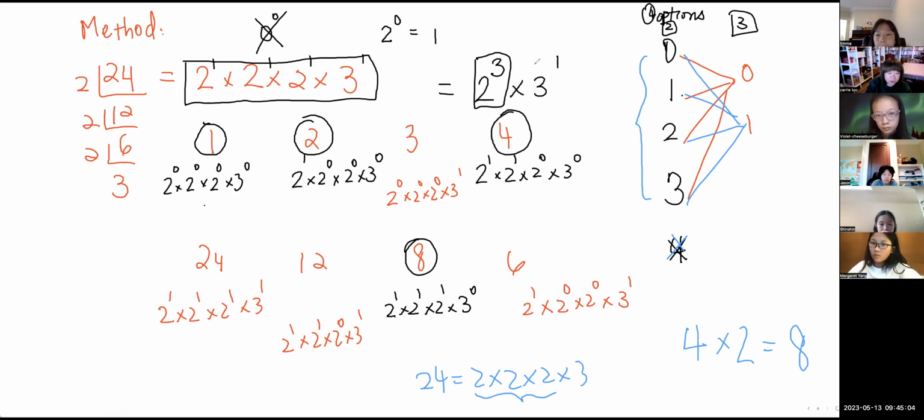So if you have 3 twos and one 3, you have 3 plus 1 times 1 plus 1. So the answer is 8. Get it, everybody? I'm going to stop here and let you think about it. And I'm going to use the number 36 as an example.